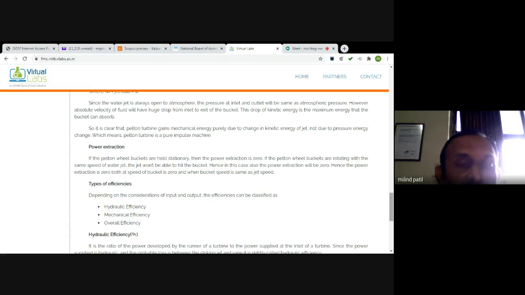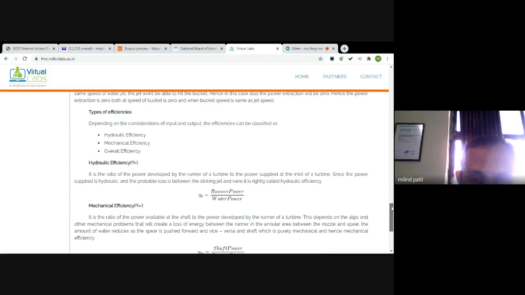Of course, the efficiency of the Pelton turbine is very high. Simply by derivation, we already proved that if the peripheral speed is half of the inlet velocity of the jet, then definitely the power extraction will be at its maximum. There are three different types of efficiencies involved in this type of turbine analysis, that is Pelton analysis or maybe a reaction analysis: hydraulic efficiency, mechanical efficiency, and overall efficiency.